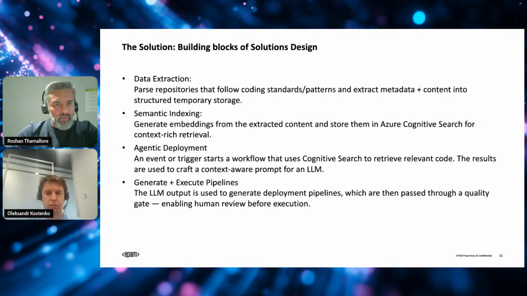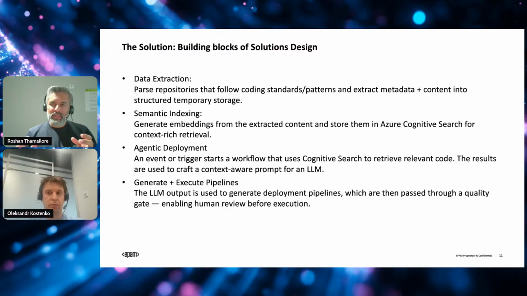Okay, moving forward, let's talk about some more details regarding the solution. Let's talk about the building blocks of the solution's design. I will go through them. Data extraction: basically parsing of the repositories that follow the coding standards and patterns, and extracting metadata and content into a structured temporary storage for processing. The second one would be semantic indexing, basically generating embeddings from the extracted content and storing them within Azure Cognitive Search for context-rich retrieval.